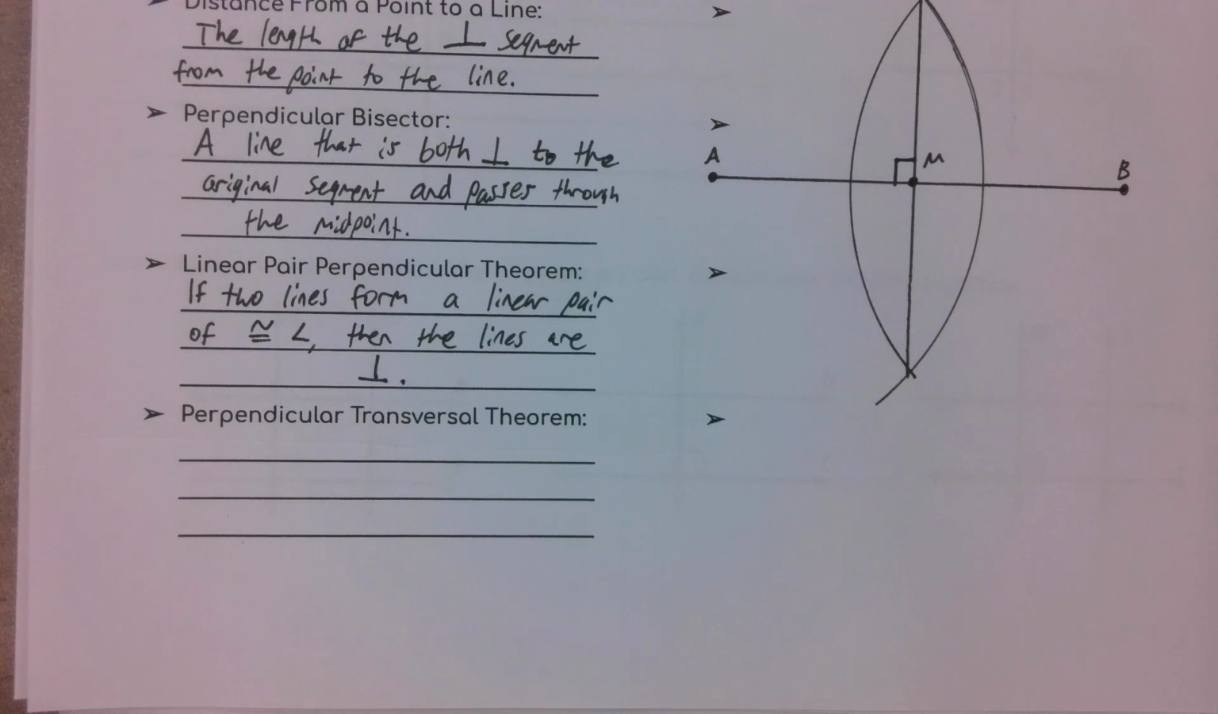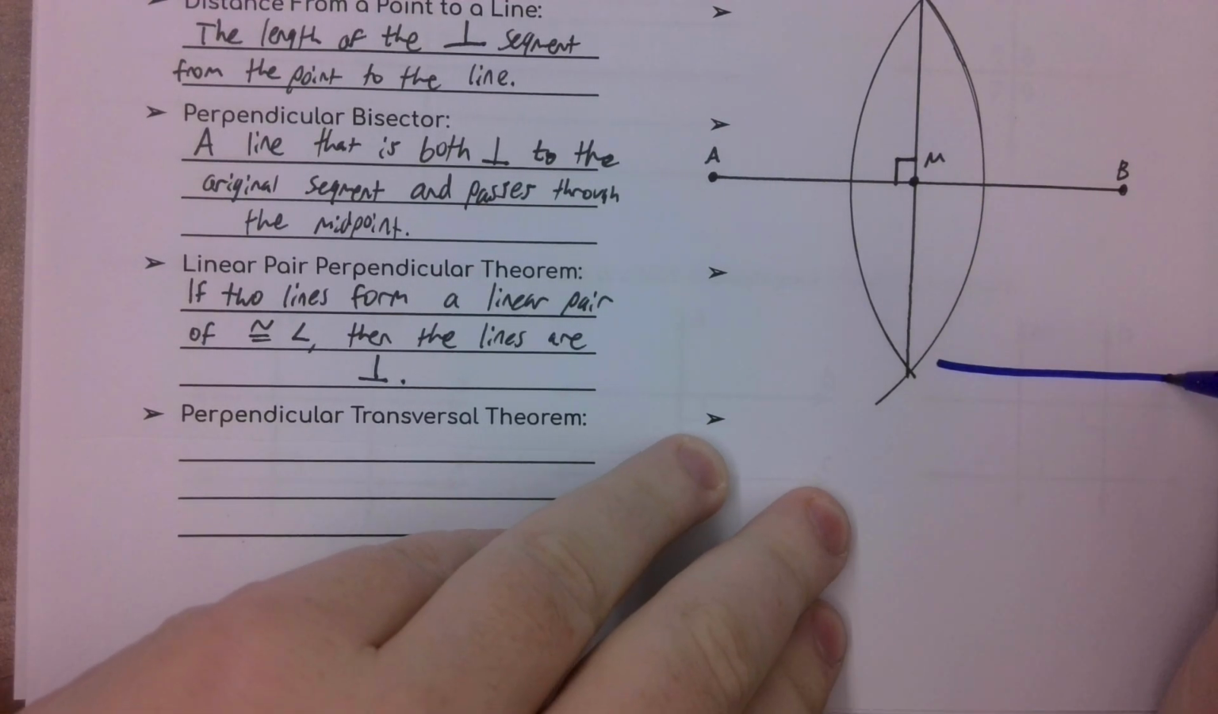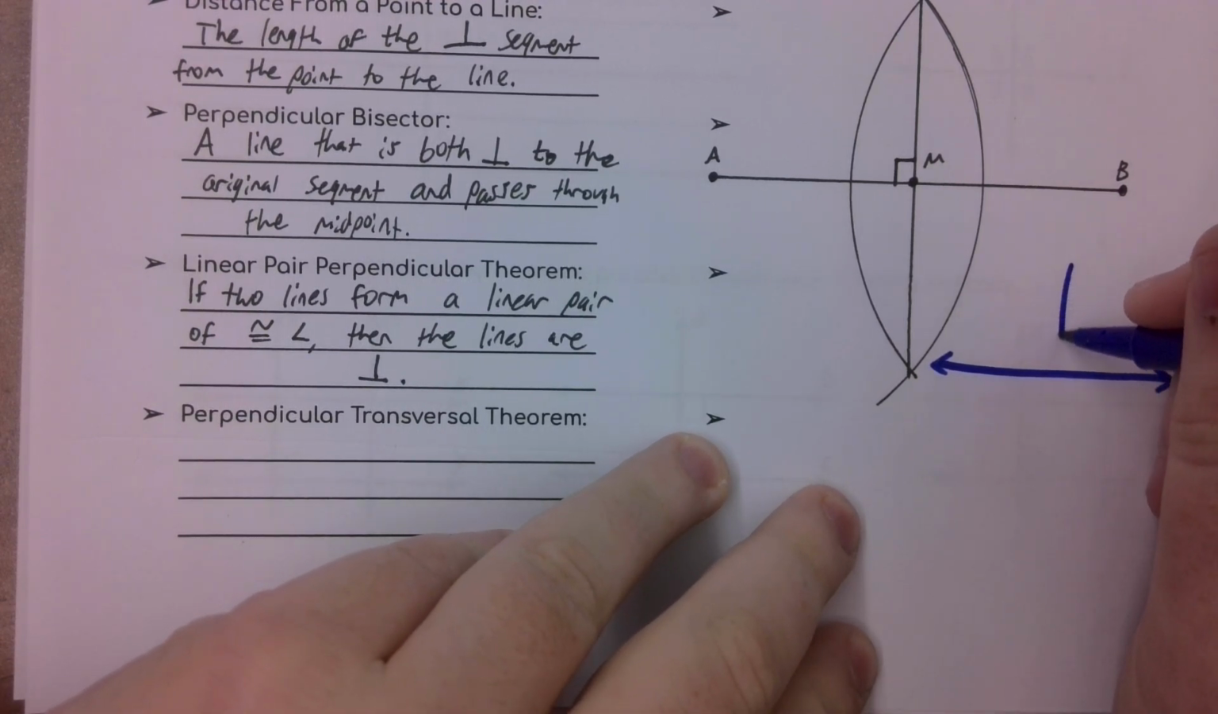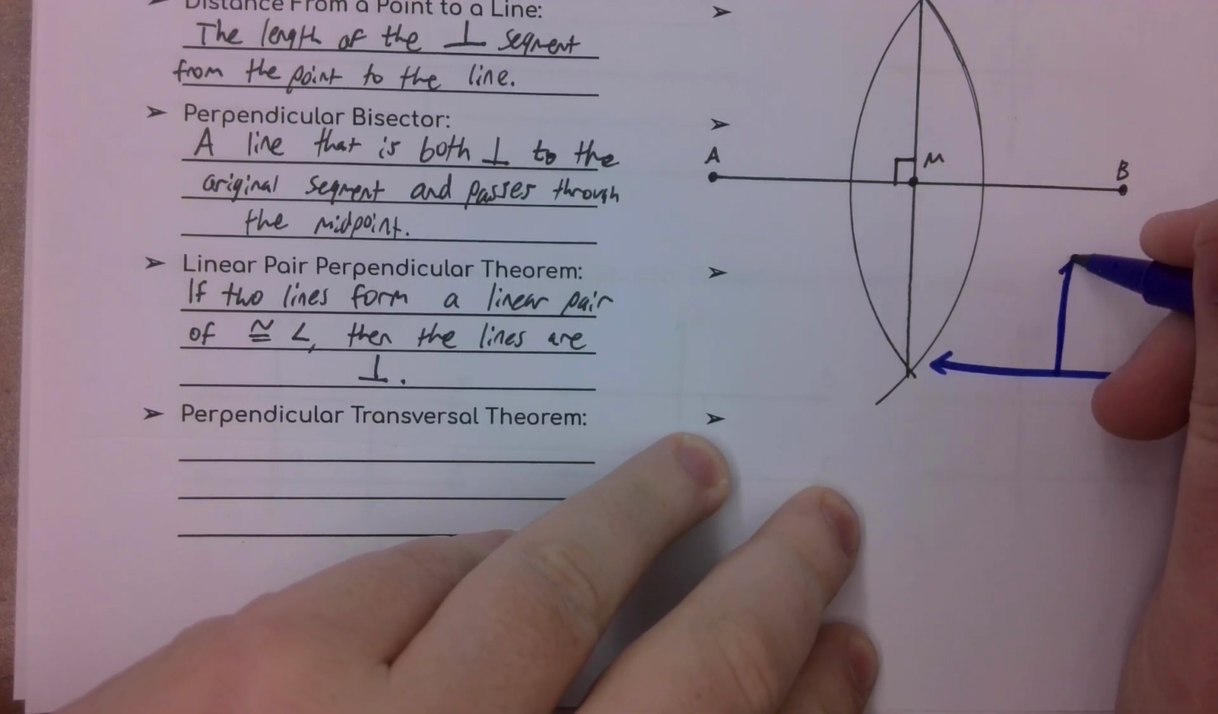What on earth does that mean? If 2 lines form a linear pair of congruent angles, then the lines are perpendicular. Let's say I have the following 2 lines intersecting to form a linear pair. In fact, I won't even make 2 lines. I'll make a line and a ray.